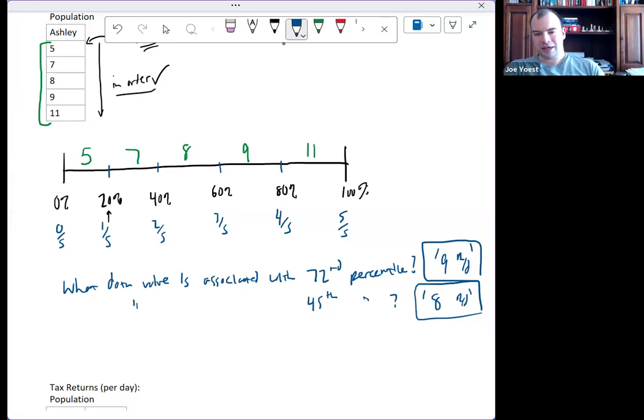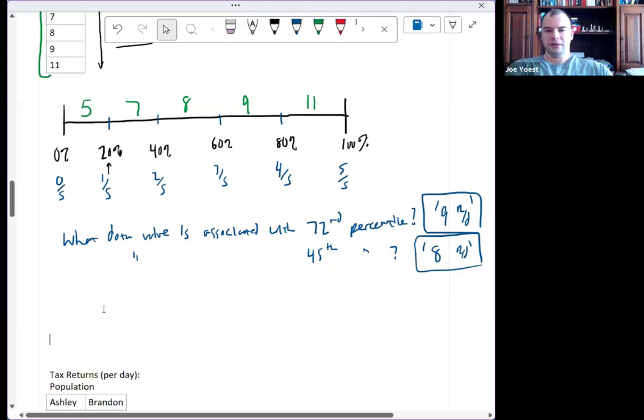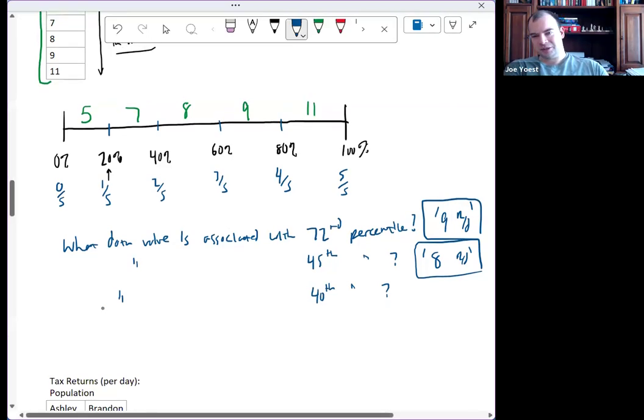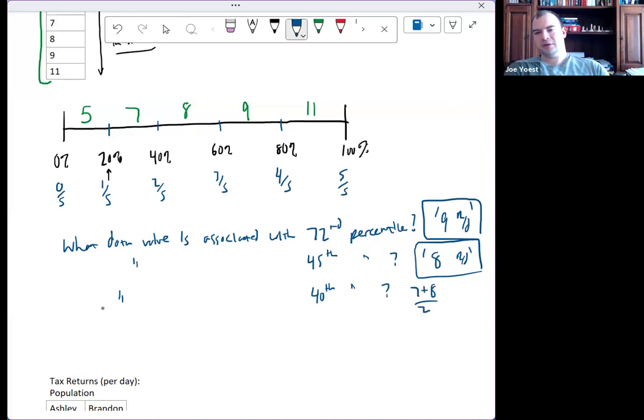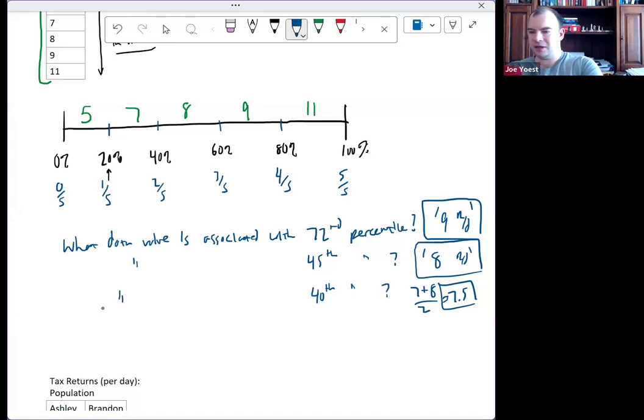Now, unfortunately, we have some strange cases that come up. What if I ask what data value is associated with the 40th percentile? Well, here I notice that I am exactly on the boundary between two territories. I'm right on the fence line between 7's property and 8's property. And what I end up doing is I average the two. 7 plus 8 over 2, or 7.5. This might seem like a funny thing to do. We're going to talk a little more about this in just a minute.